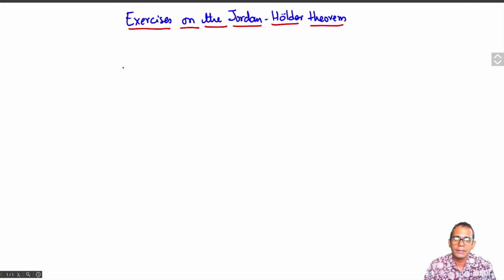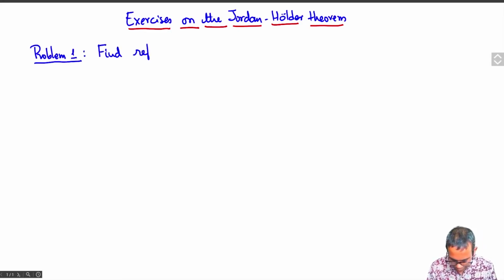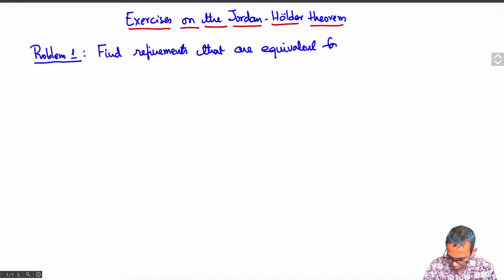Let's solve some exercises related to the Jordan-Holder theorem. So here's problem 1. I'll give you two composition series for a Z module, and you have to find refinements of them that are equivalent for the composition series.